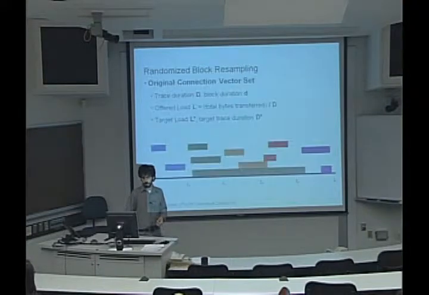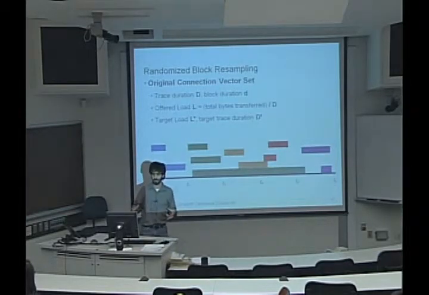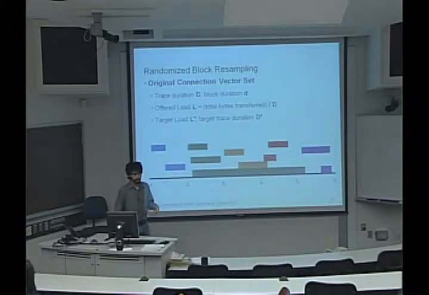So that brings us to the question of, once we have one of these sets of connection vectors and we want to change the load on it, how do we go about scaling it? So an approach that was proposed by a graduate student here a couple of years ago, I refer to it as randomized block resampling.